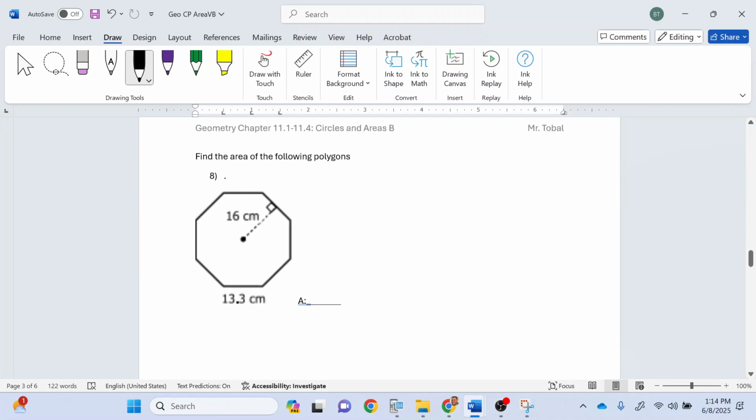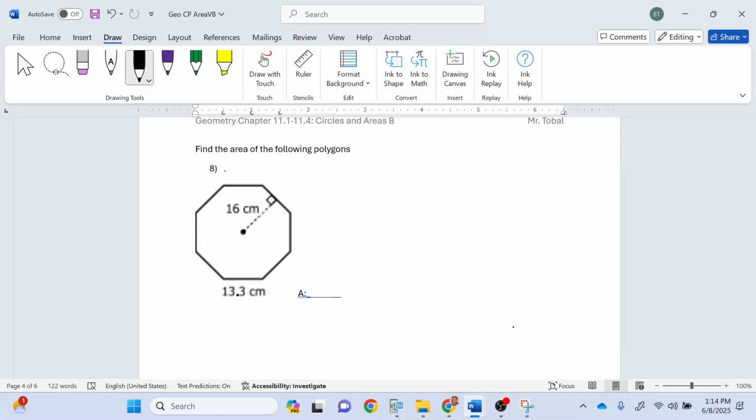All right, find the area of the following polygons. Okay, so this one, if you remember, it's the area equals 1/2 the apothem times the size of the sides times the number of sides. You might see it as AP over 2, as apothem times perimeter. Now the apothem is the line that goes from the center to the middle of the side here. So in this case, I already know it's 16. That's cool. So 1/2 times 16.